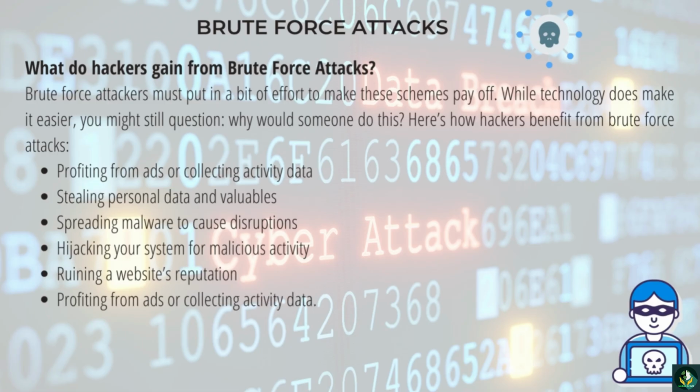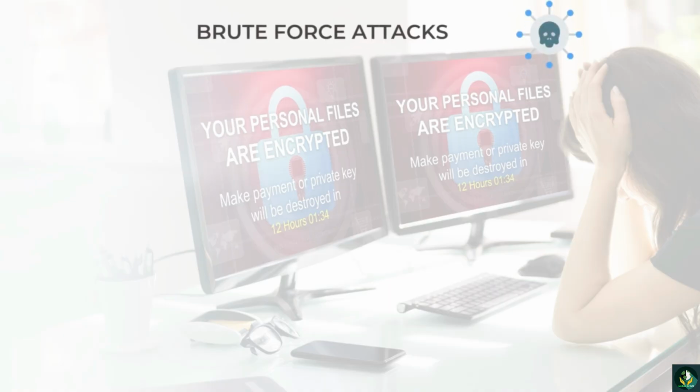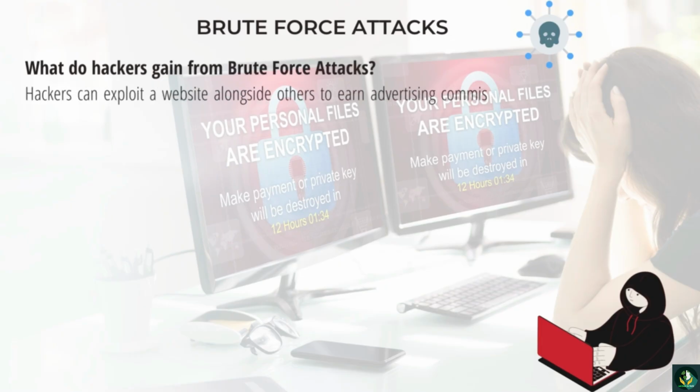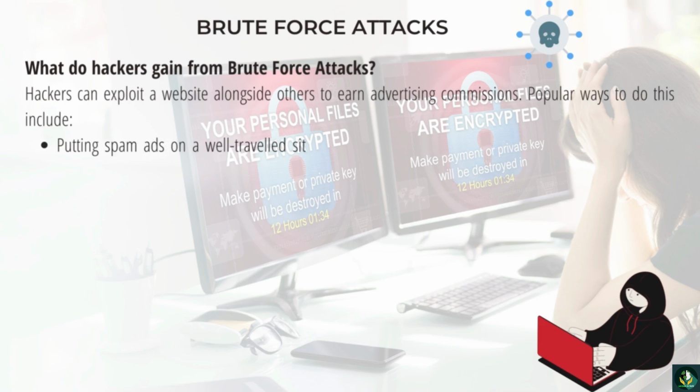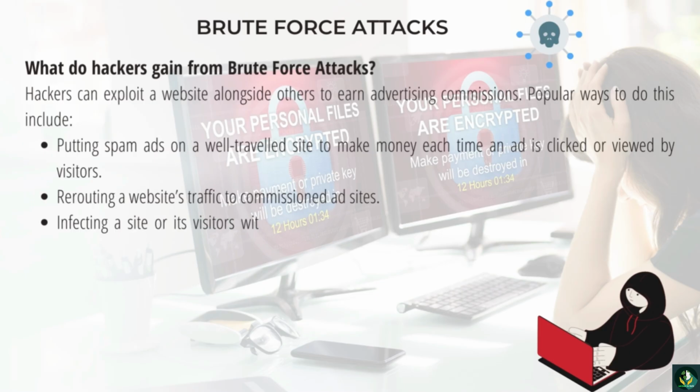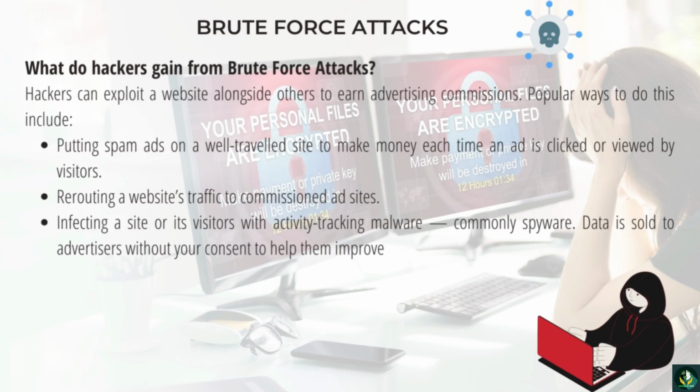Profiting from ads or collecting activity data. Hackers can exploit a website alongside others to earn advertising commissions. Popular ways to do this include putting spam ads on a well-traveled site to make money each time an ad is clicked or viewed by visitors. Rerouting a website's traffic to commissioned ad sites. Infecting a site or its visitors with activity tracking malware, commonly spyware. Data is sold to advertisers without your consent to help them improve their marketing.